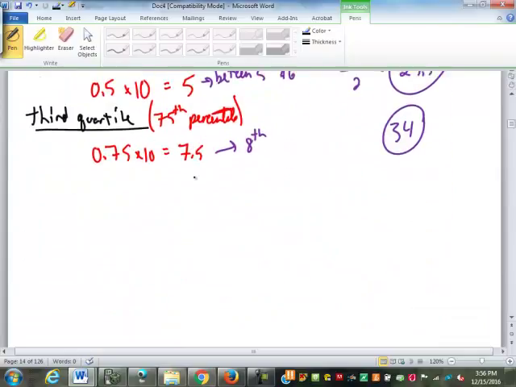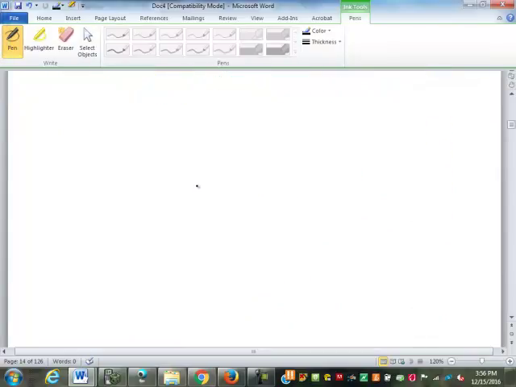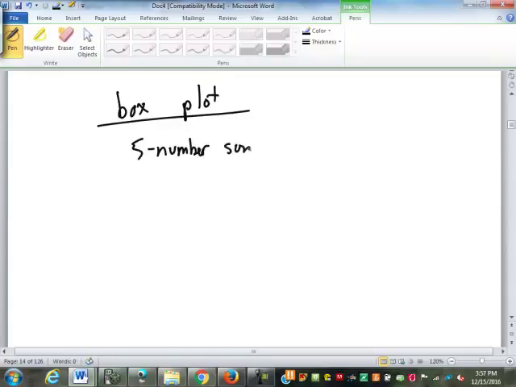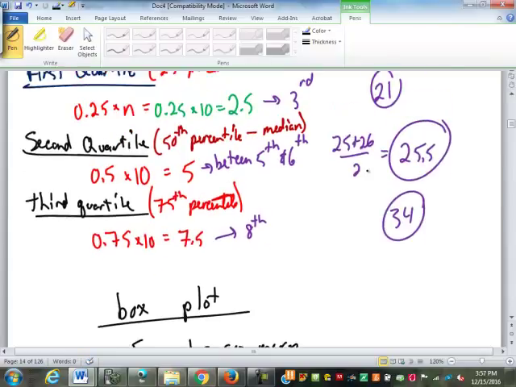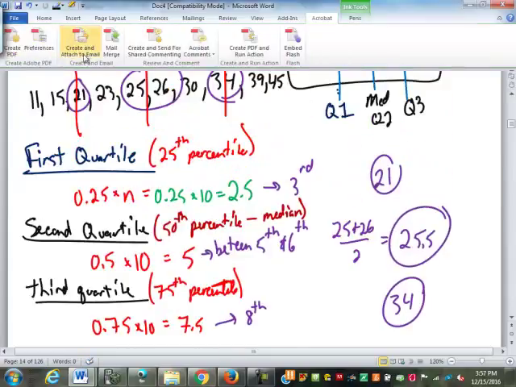Quartiles are actually very handy for plotting data and looking at distributions. And we make something called a box plot. And a box plot includes 4 things. It's actually 5 things. It's actually called a 5-number summary. So for the data set we had up here, we'll bring it down with me.